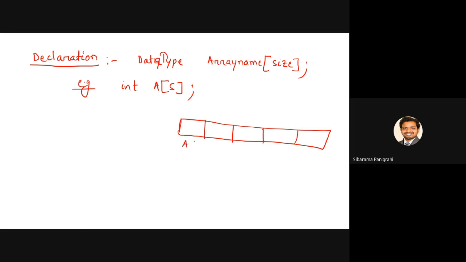So the first element is a of 0, the second element is a of 1, the third element is a of 2, a of 3, and a of 4. Right? So let's say the starting address is 1000. So the next should be 1004, then 1008, 1012, 1016. So you see, as I have already told you, every variable has 3 parts: one is the address, another is the value, another is the name.